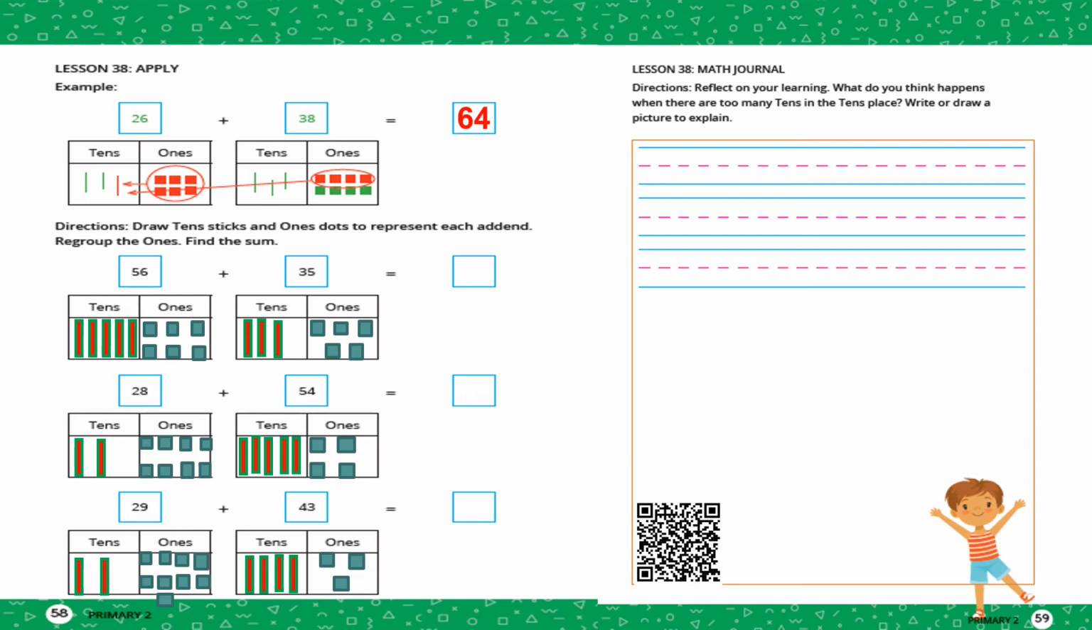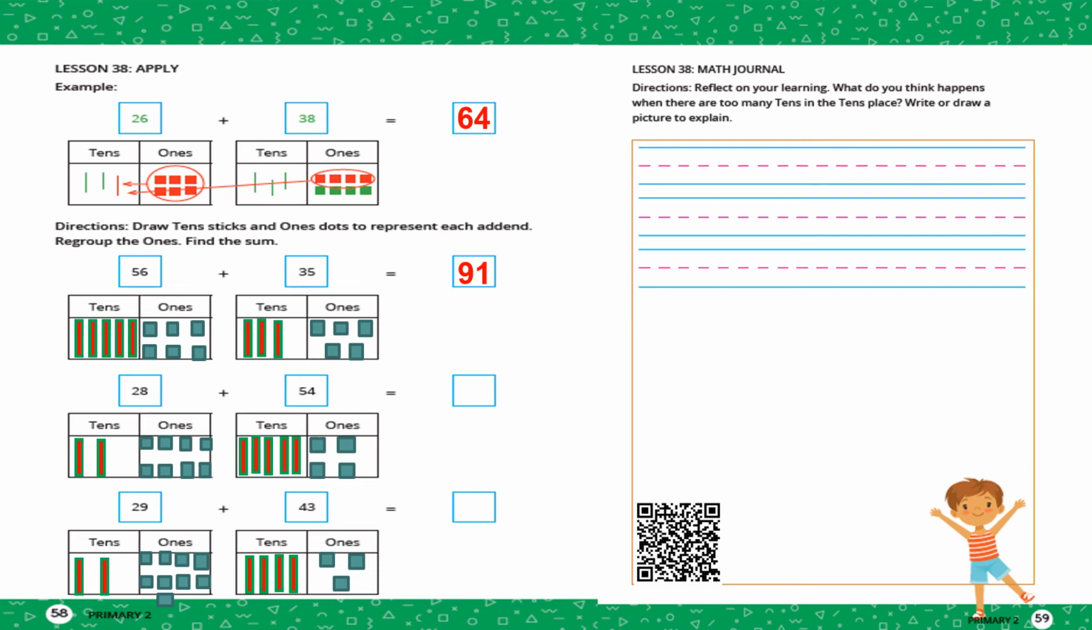6 plus 5. After 6, 7, 8, 9, 10, 11. We will write 1 and carry up 1 in tens. 1 plus 5 equals 6. 6 plus 3 equals 9. 91.